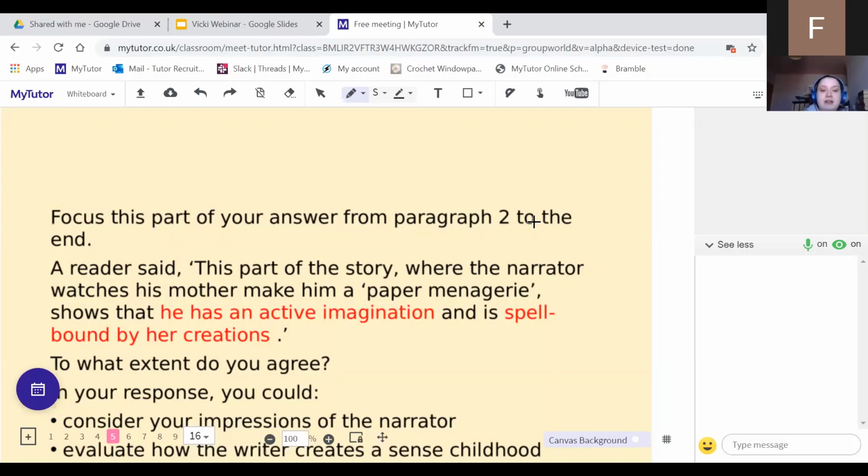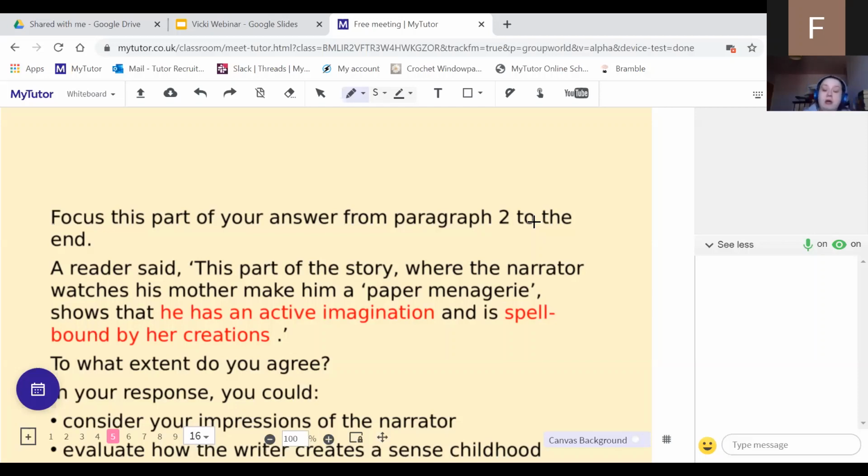So a reader said, this part of the story where the narrator watches his mother make him a paper menagerie shows that. So you will always get this part of the story, then a very brief summary of what is going on in that part of the story, and then shows that, and then you will get 2 statements. So he has an active imagination and is spellbound by her creations. So what we need to be doing is thinking about those statements as we go along. Bare minimum, we need to be writing 2 paragraphs for each.